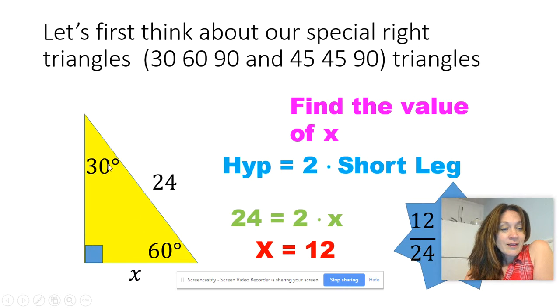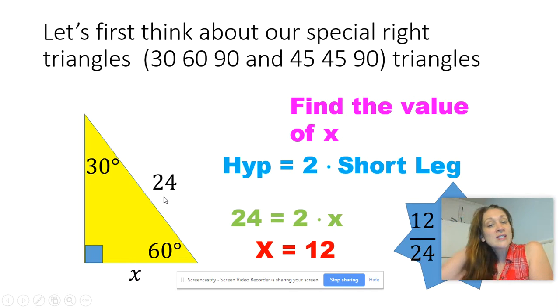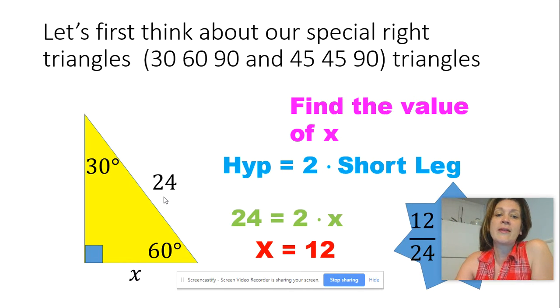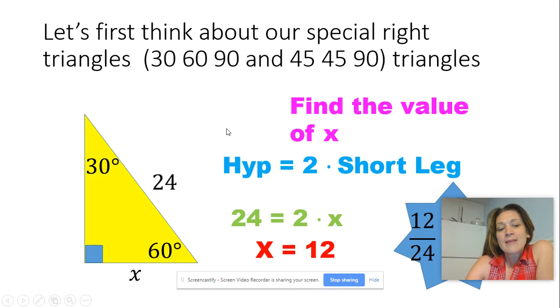Now, look at where the 30-degree angle is. Here we have x, which is our opposite side, and our hypotenuse, which is 24. So 12 divided by 24 is 0.5. That's the opposite side divided by the hypotenuse. So we have a special name for that. Whenever we have our opposite side and we divide it by the hypotenuse, it's called the sine ratio.